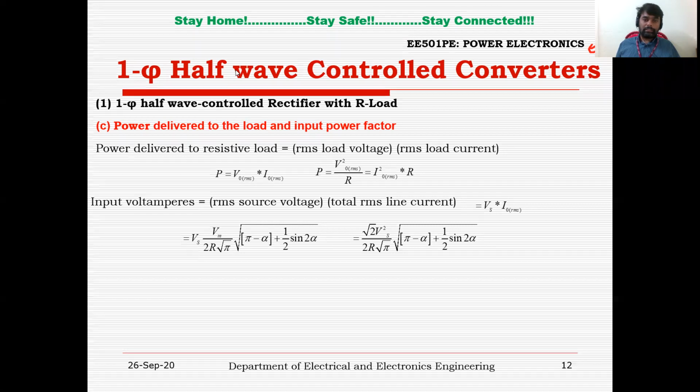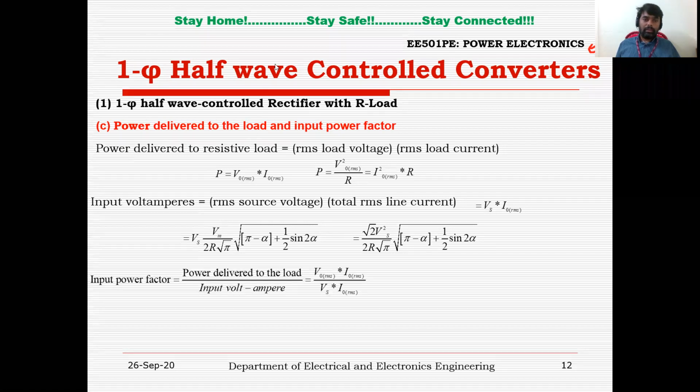Now you can substitute here. Input power factor, you can write it as power delivered to the load divided by input volt amperes. And power delivered to the load, you can write it as V naught RMS into I naught RMS, as I told you just now, divided by input volt amperes. This is the expression. Since the thyristor, source and load are connected in series, if you recall the circuit configuration, I can cancel this I naught RMS with I naught RMS. And we are left with V naught RMS divided by V supply.